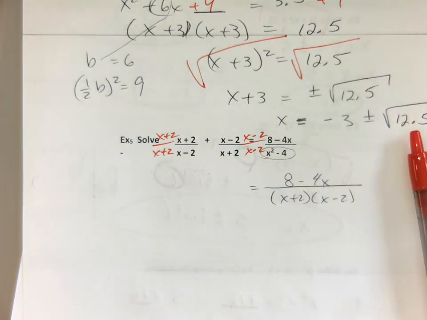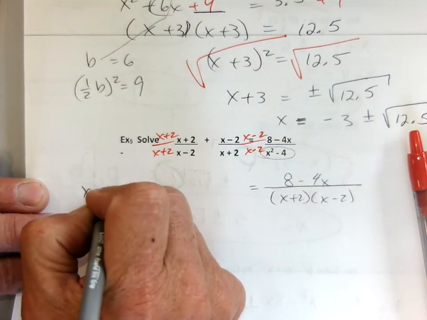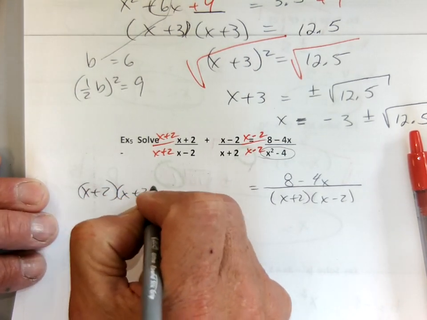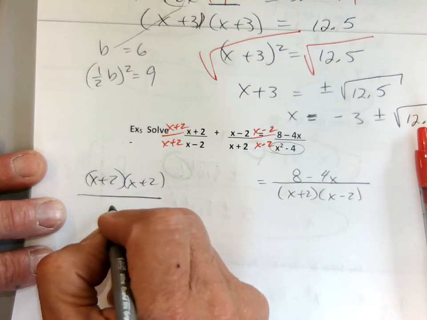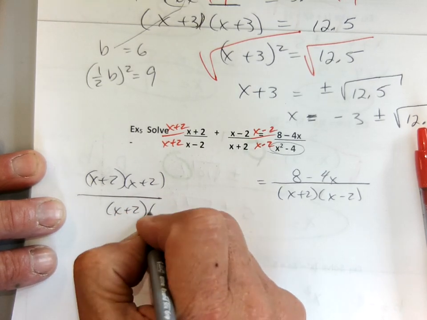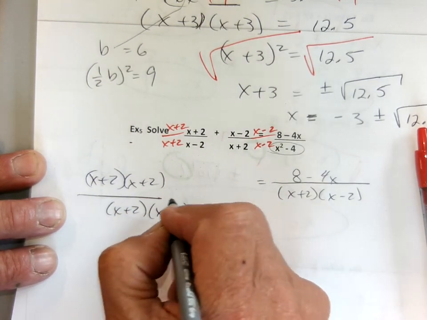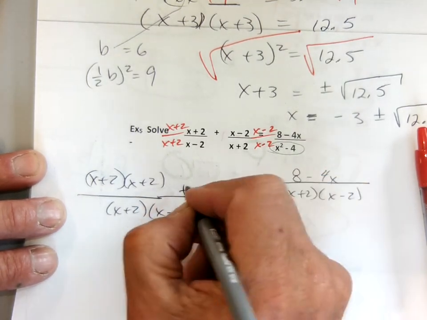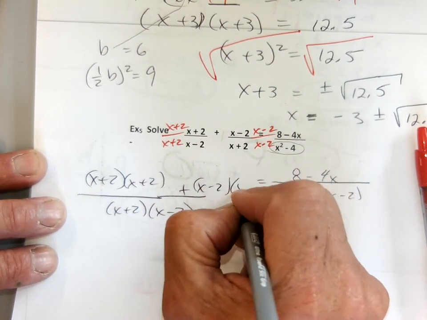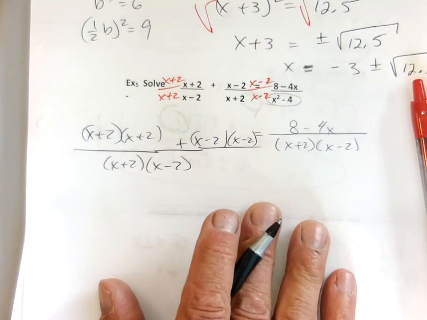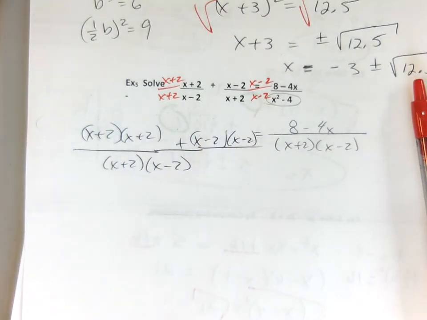Okay, so then let's see what I have. I have x plus 2 over my x plus 2 times x minus 2, plus x minus 2 times x minus 2 over the same denominator. Okay, so right, they both have the common denominator. I skipped a step. I think you're probably okay. The step I skipped was that they both have the common denominator.